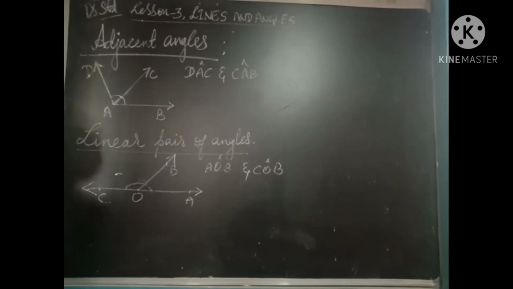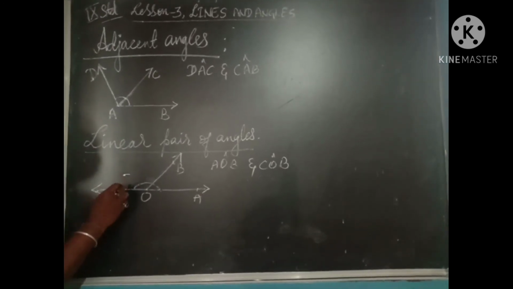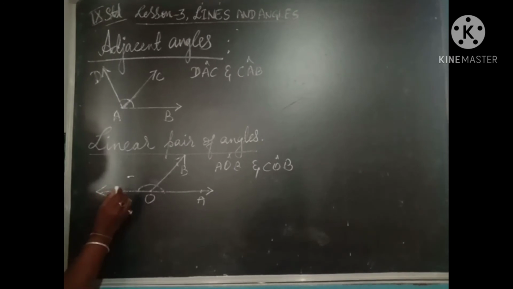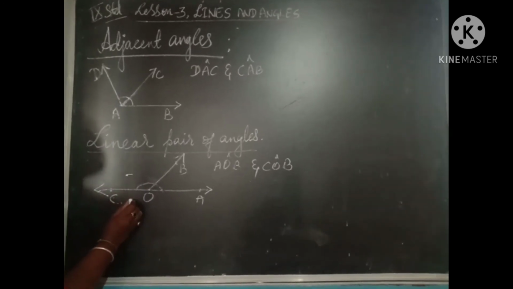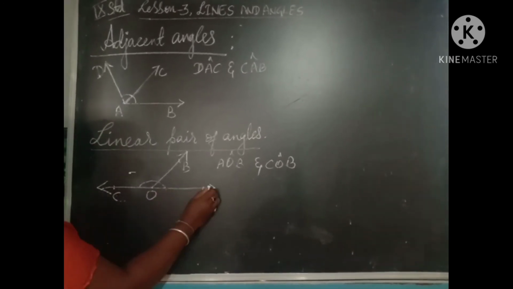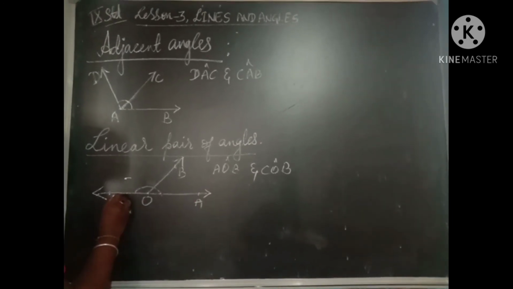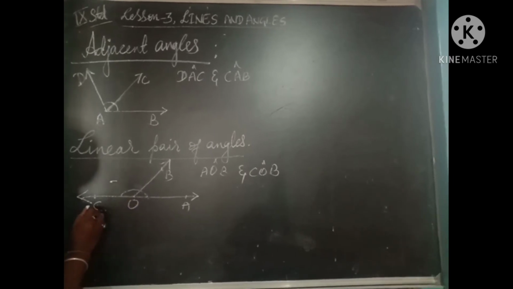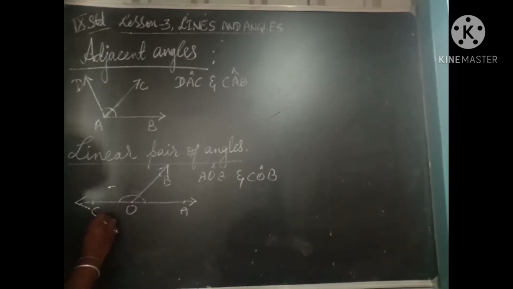So I hope you all understood. We can define once again: a linear pair of angles is two angles which lie on a line, with a common arm BO and non-common arms CO and OA.